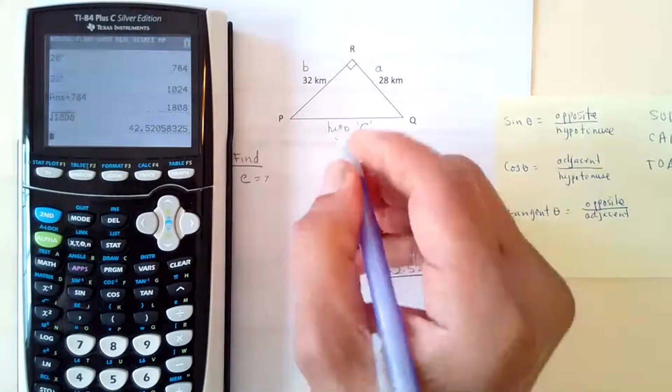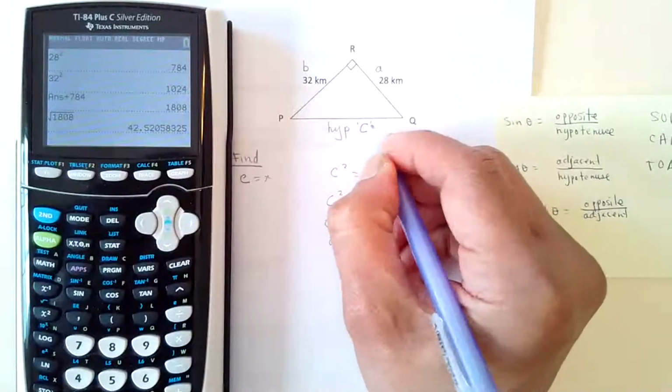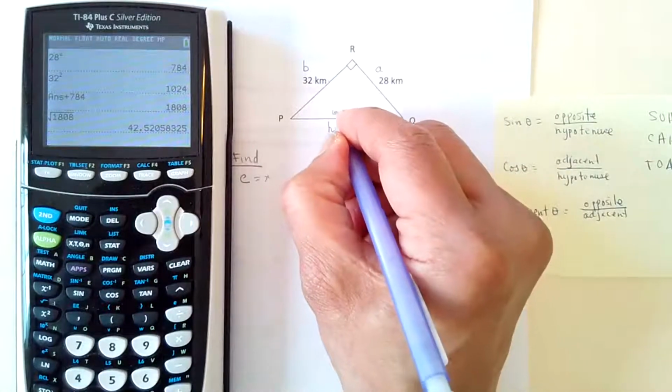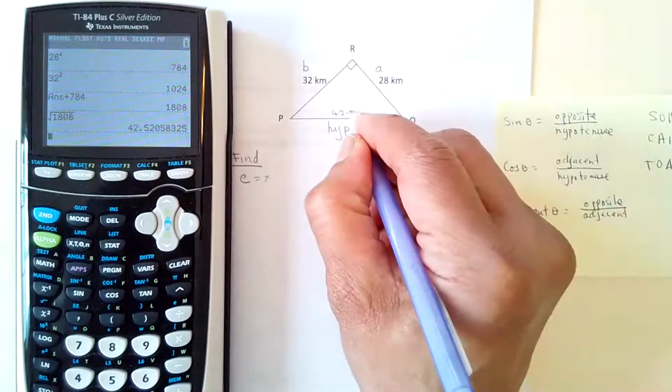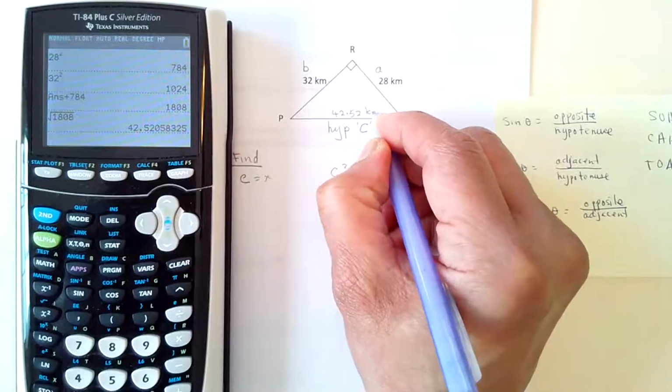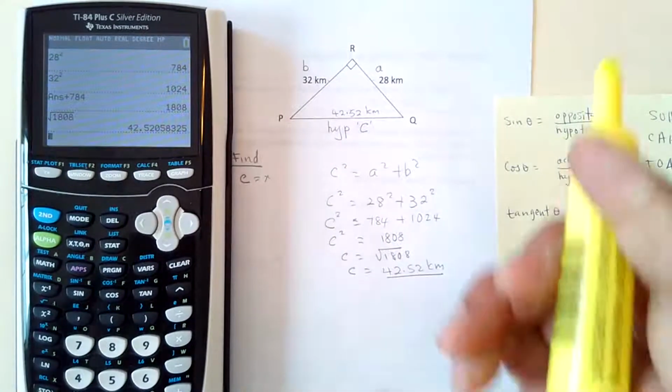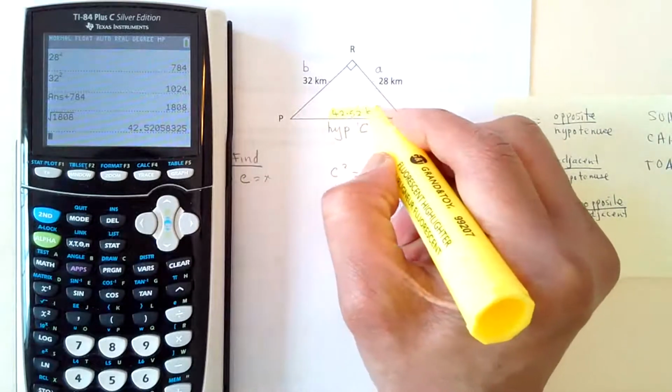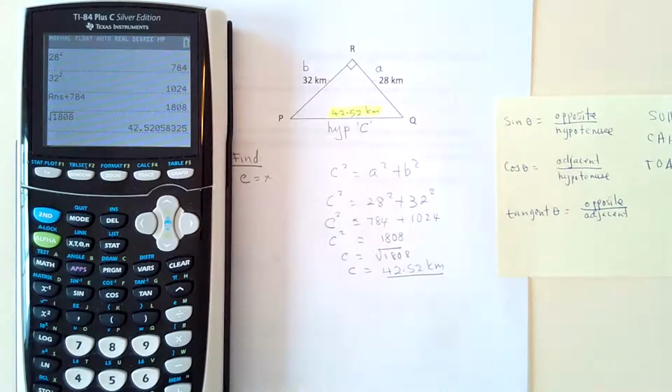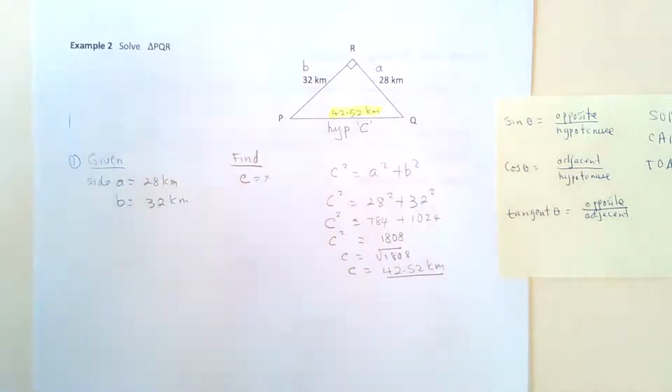So I can write this down. The C is 42.52 km. So I'll highlight that. So that's one completed.